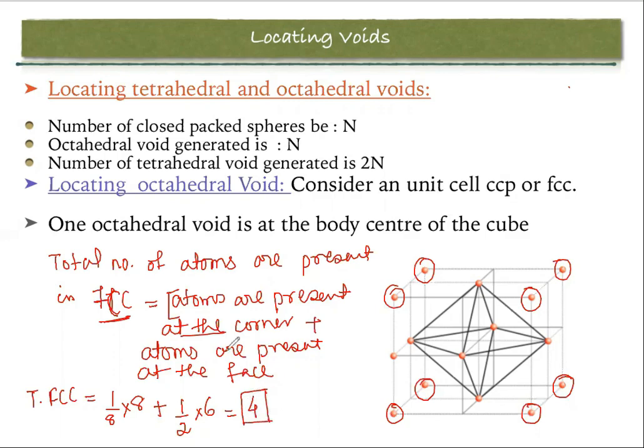4 is the total number of atoms present in FCC. Now let us look into the total number of octahedral voids present in FCC. Okay, so you remember this number 4.